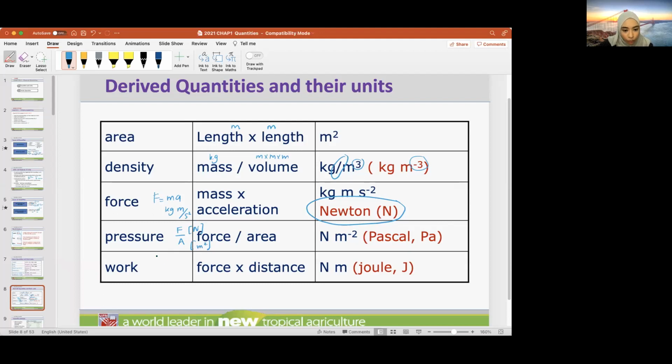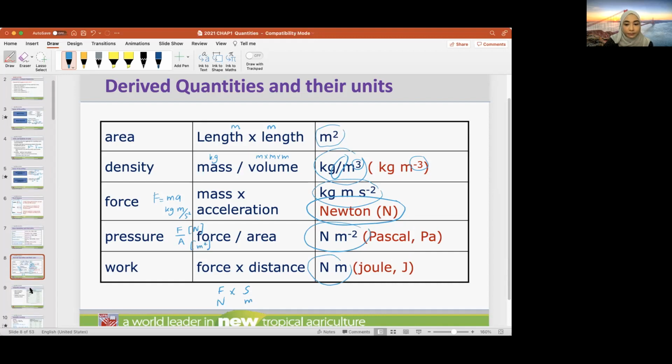And then work is force times distance, F times S. We will learn this in coming chapters. Force is Newton, distance is meter. So Newton meter, but the SI unit is joule. So derived quantities are a bit strange, but that's okay. It's something that is useful later on. So again, you can write it like this. But if they require you to write it in the SI unit, you have to remember it's Newton, Pascal, and Joule. But this is not wrong. It's just another way of writing it.